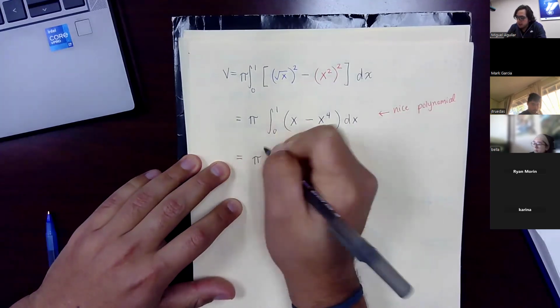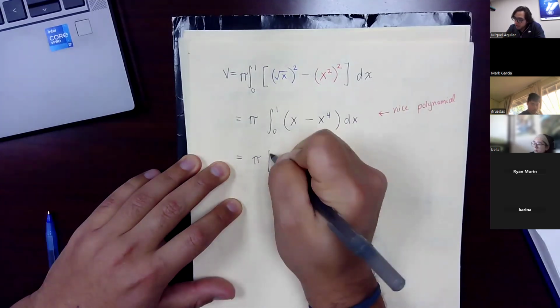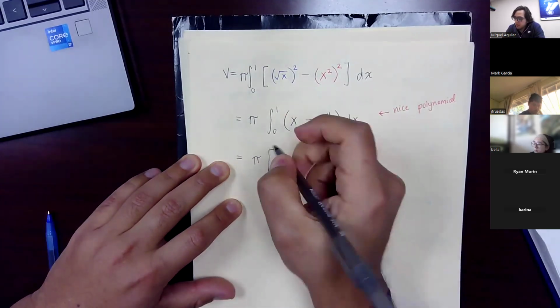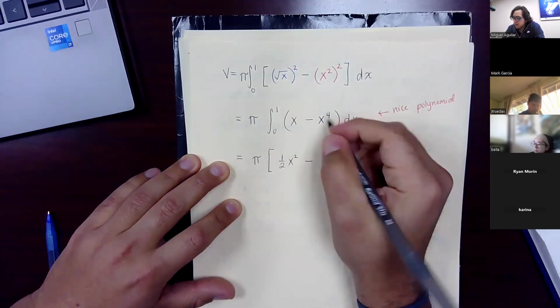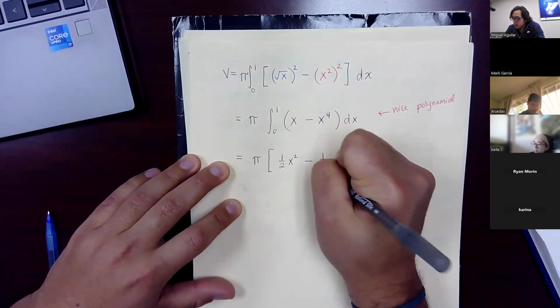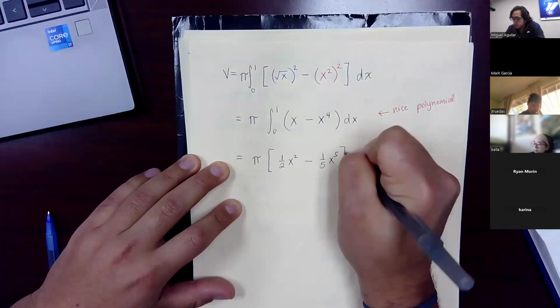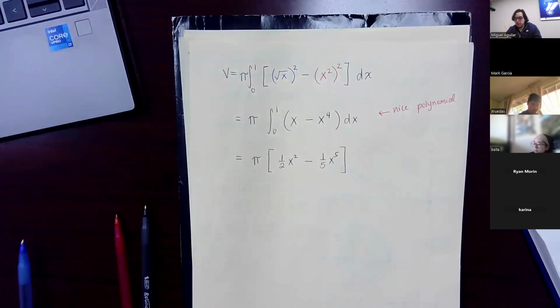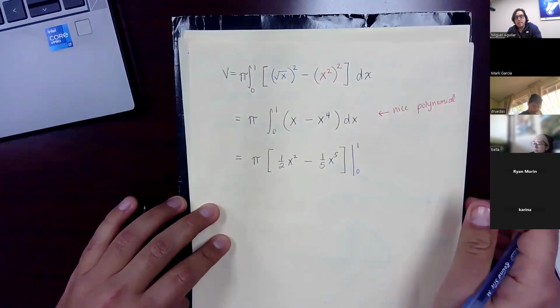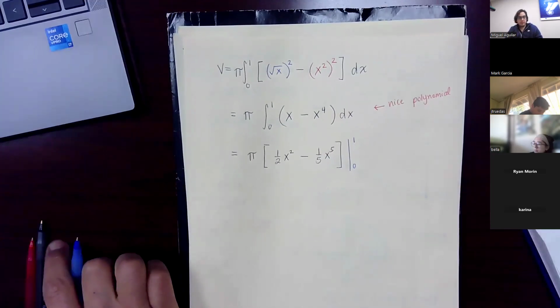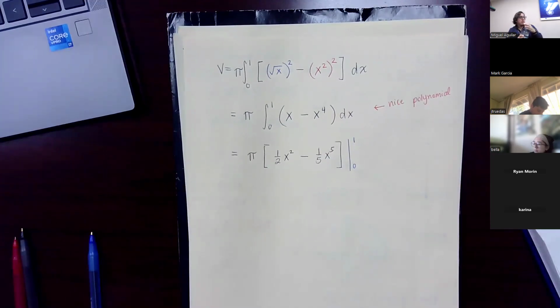That will just be pi times, what do we have here? 1/2 x squared minus 1/5 x to the fifth power. And then just evaluate that from 0 to 1. Does that feel okay? Not too bad, right? It's really all the prep work that's required for these problems to build those skills.